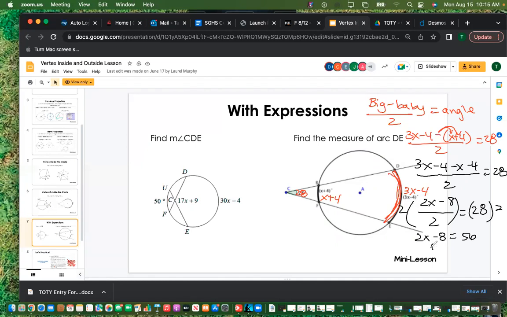Okay. I'm going to add 8 to both sides. And so 56 plus 8 is going to give me 64. I'm going to divide by 2. Did everybody get x equals 32? Yeah. John Jason, what's up?